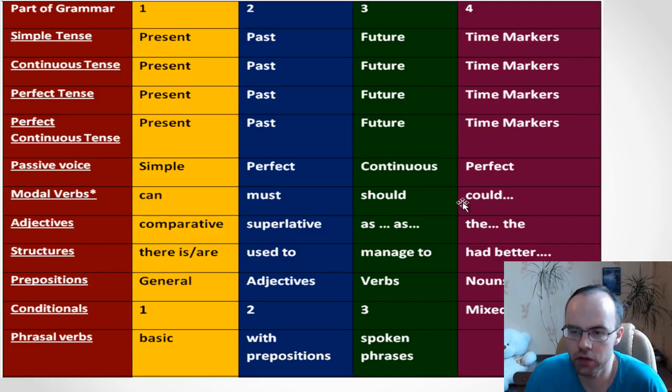There are other modal verbs, but you need to start with these modal verbs, and you also need to be able to say something in the past using these modal verbs. For example, you should have done it yesterday. So you need a perfect infinitive after should and some other modal verbs. You also need to know it, because it's so easy to make a mistake.